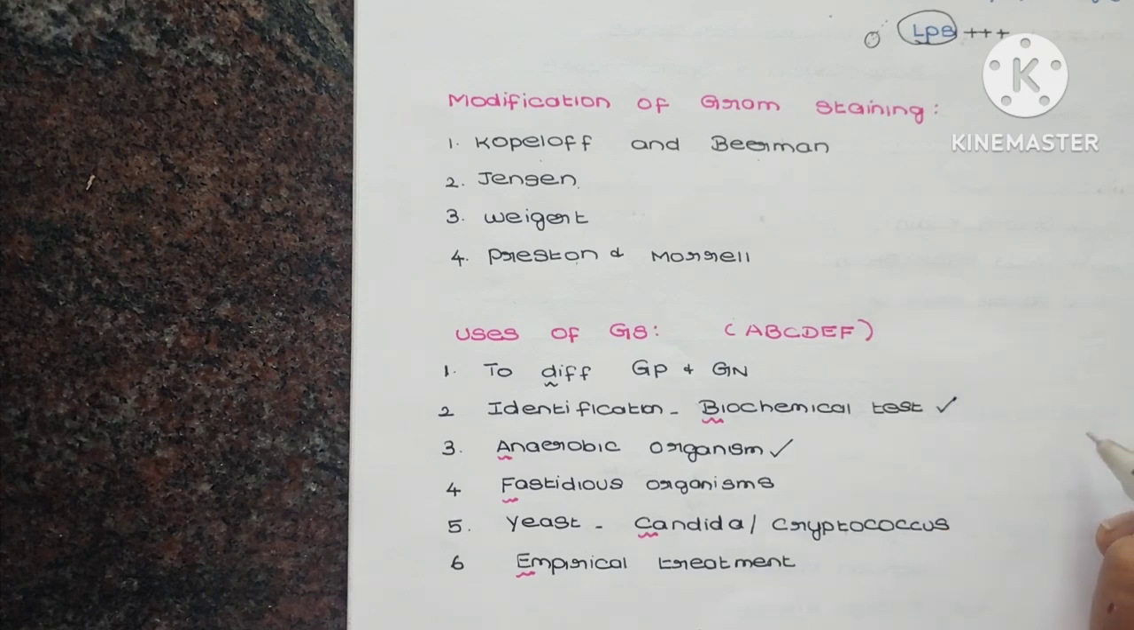If it is a gram negative, you will be doing the indole test. Okay, what is it? Indole, citrate utilization test, or the urease test. Okay, so C is for yeast, that is Candida or Cryptococcus.